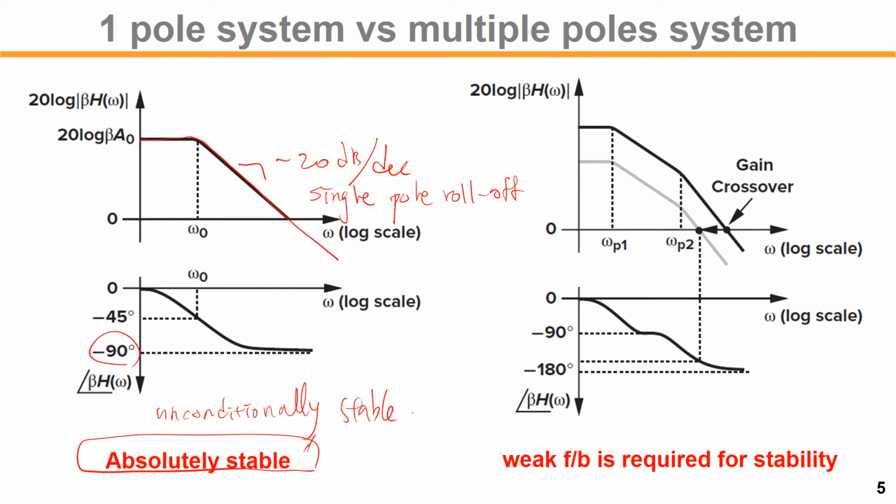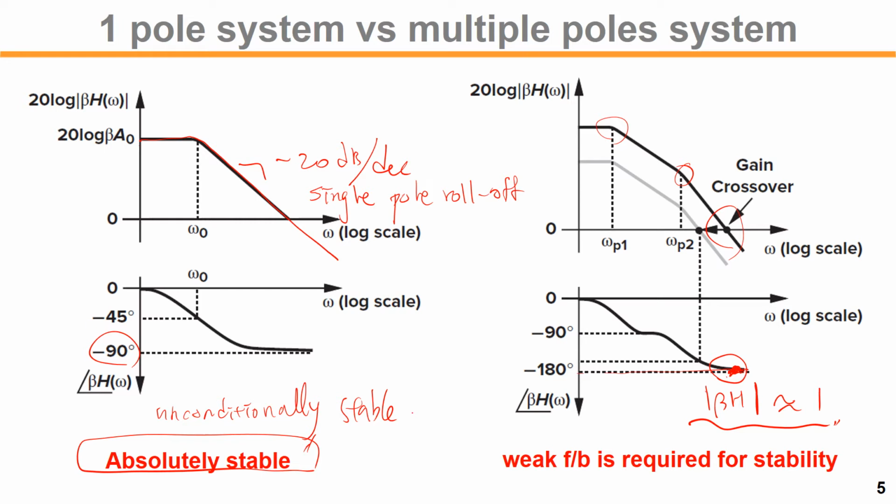But the situation is different once you have two poles, right? The maximum phase shift is 180 degrees, so we will have some ambiguity. We will have a very close 180 degree phase shift, so the loop gain is very close to 1, right? Loop gain becomes very close to 1. It poses this instability issue.